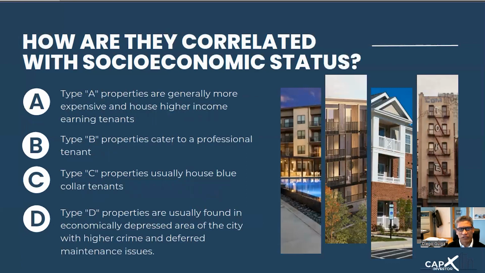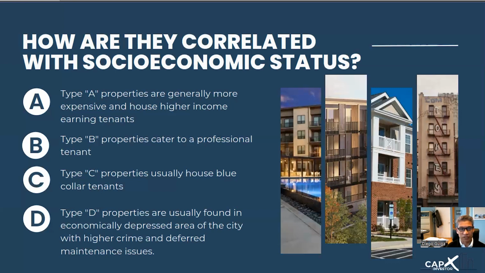Now, so how are these correlated with socioeconomic status? Well, it goes hand in hand, right? So if you have an A-type property, it's going to carry a much higher rent than your B, C, or D class properties, which means that you have a higher income earning tenant that will rent that unit. Whereas B properties, they're catering to your professional tenants. However, these are professional tenants that maybe starting out don't necessarily need to have the resort-like type of amenities.